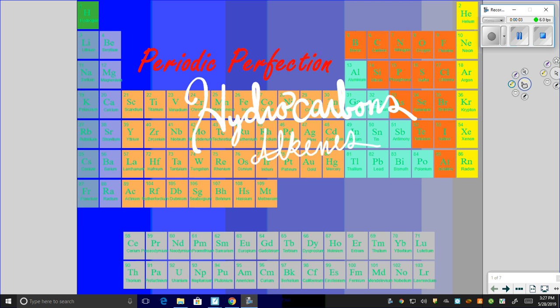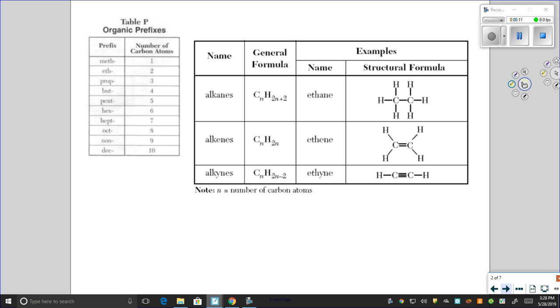In this periodic perfection, we're going to be talking about hydrocarbons, specifically alkenes. If you look at alkenes on the reference table, they have at least one double bond between two of their carbons. A good example is ethene, and that's what we're looking at here. We have two carbons with a double bond between them.